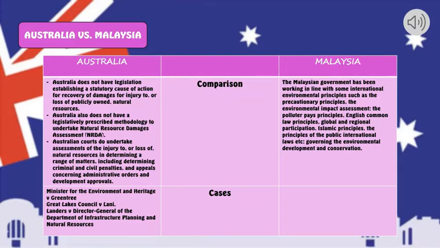The government should give more emphasis to the transparency and accountability of the administration, along with the environmental organizations, particularly in the police administration and decision-making process. The Malaysian government has been working in line with some international environmental principles, such as the precautionary principle, the environmental impact assessment, the polluter pays principle, English common law principles, global and regional participation, Islamic principles, the principles of public international law, and other laws governing environmental development and conservation.